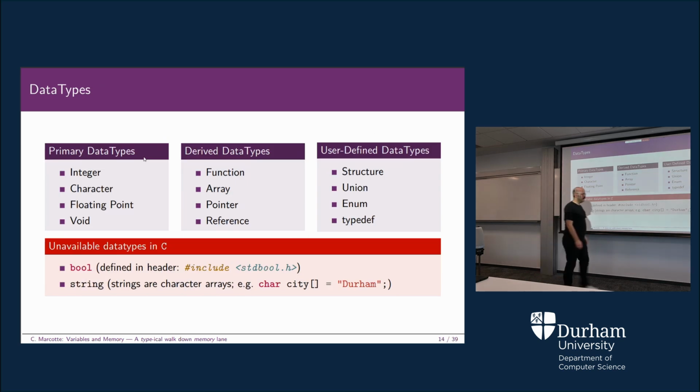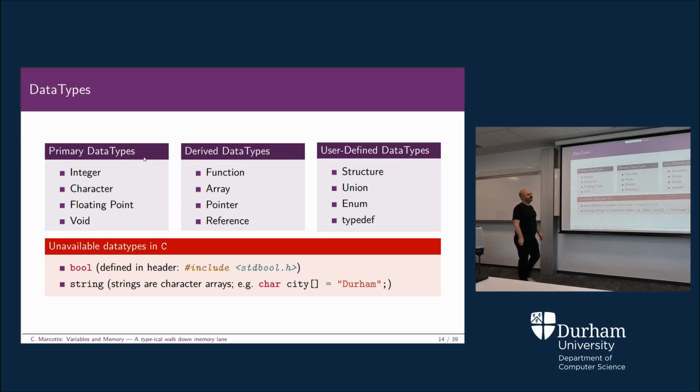So we've been using data types quite a bit already. We've talked about integers, floats and doubles, size_t even briefly, and pointers. Data types are a really important topic in C programming. We have primary data types: your integer, character, floating point values, and void, which we haven't encountered yet.